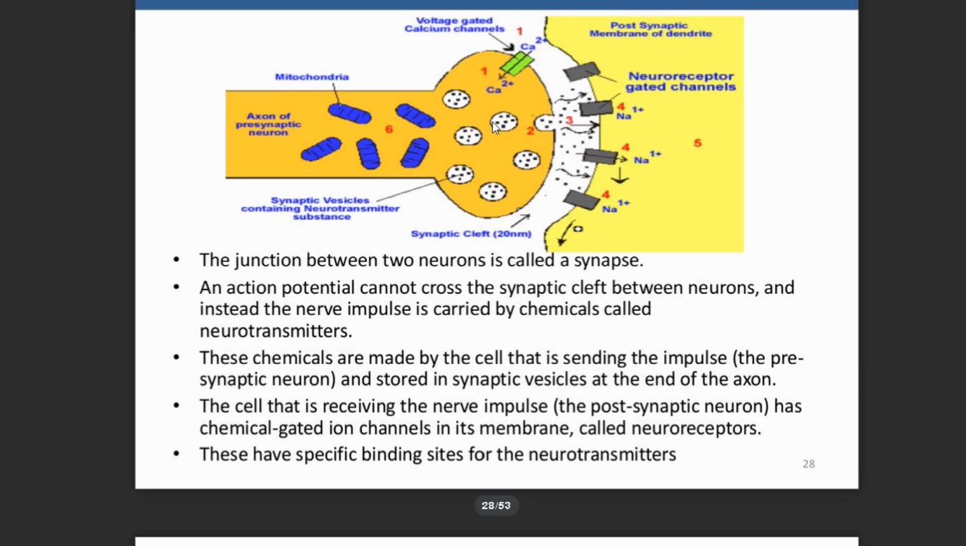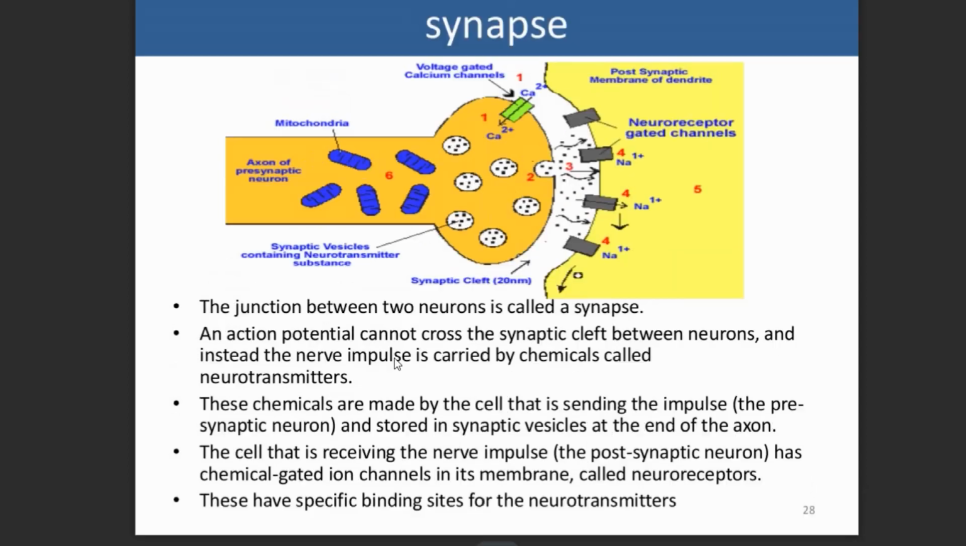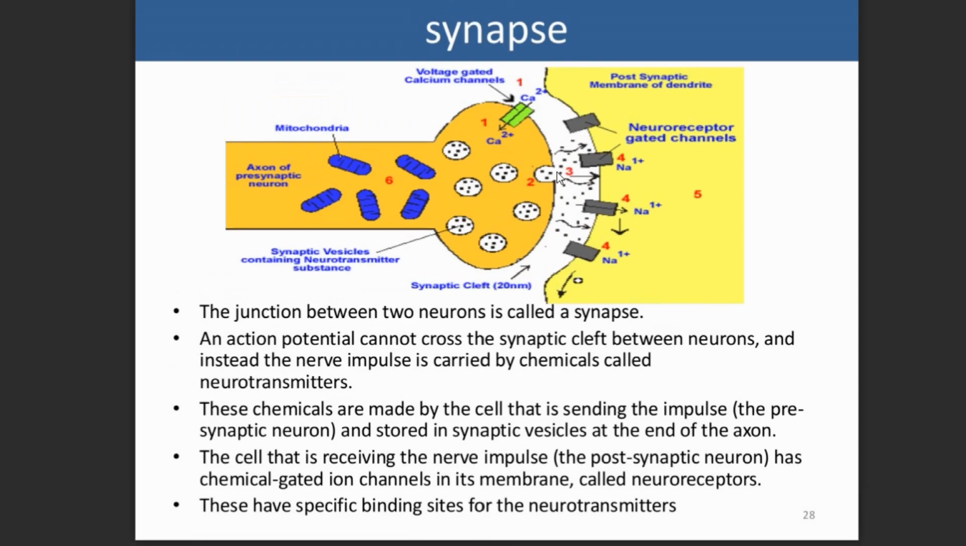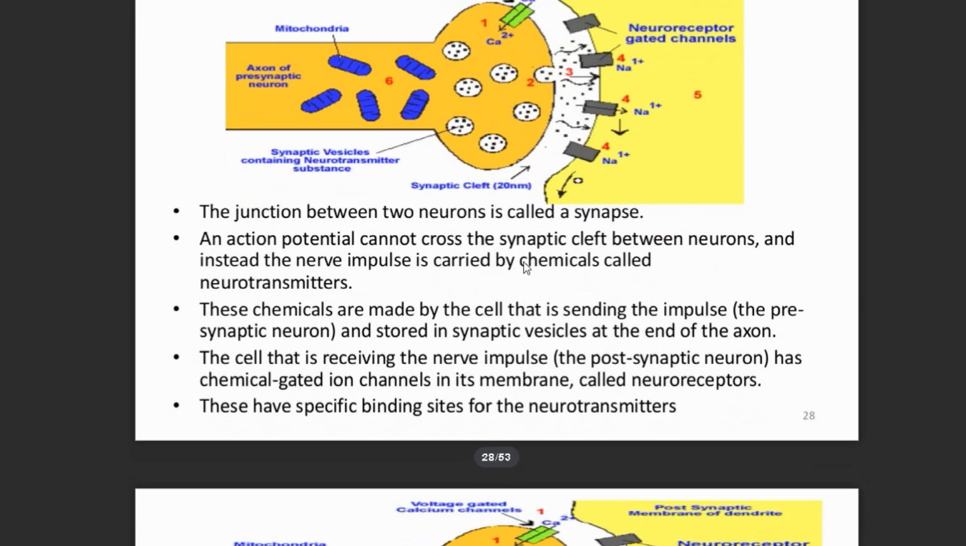These are the synaptic vesicles, which contain the neurotransmitter. This neurotransmitter will bind to the receptors on the postsynaptic neuron. The synaptic cleft has a width of about 20 nanometers, like this area.